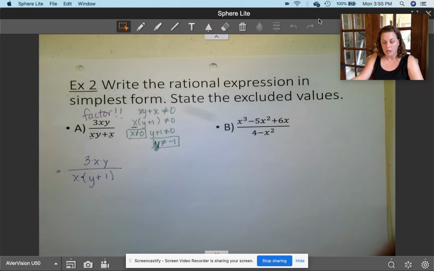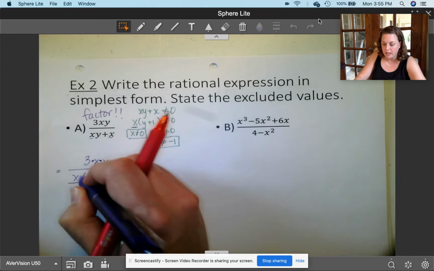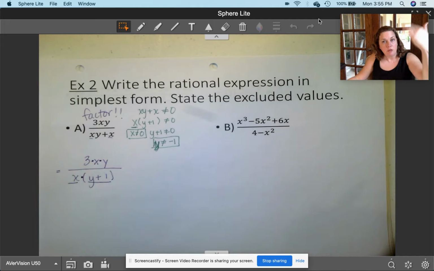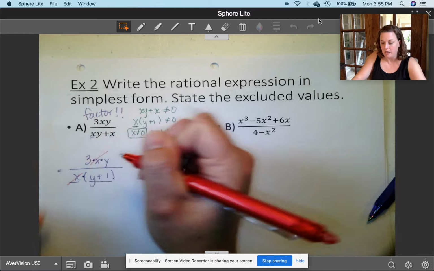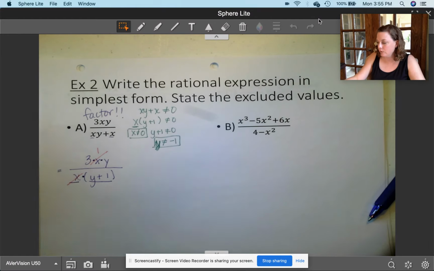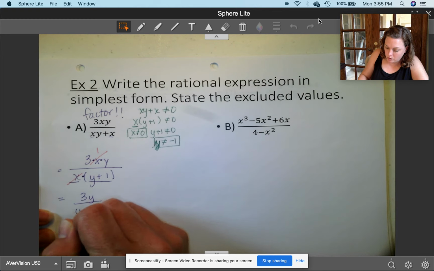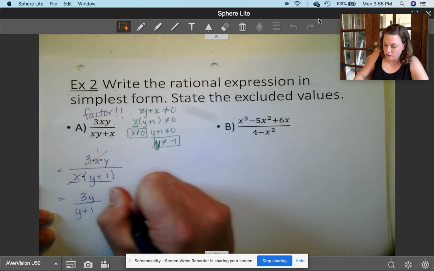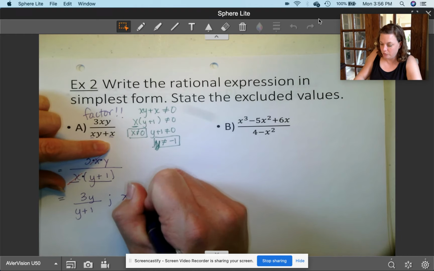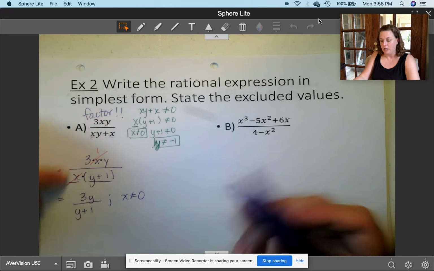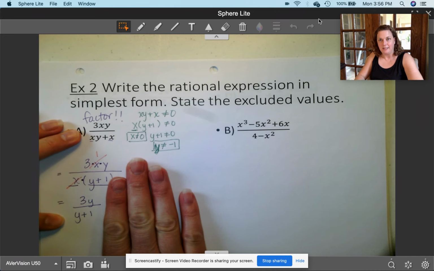And when things are written as a product, so all these things are being multiplied, then you can reduce them. So we can reduce because there's an x on top and an x on bottom. X divided by x is 1. It reduces and leaves behind 3y over y plus 1. And we always just want to remember that we got rid of the x. It's really important that we keep that along for the ride. If we didn't have that there, these 2 things are not technically the same.